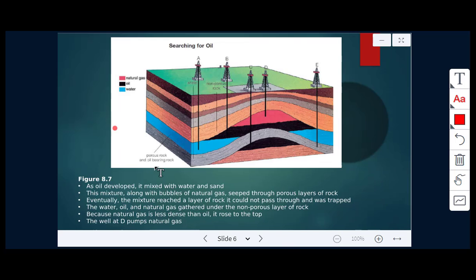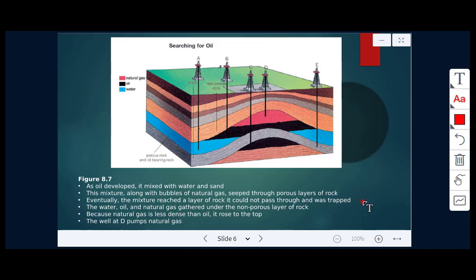All right, so searching for oil here. Notice on the legend on the left-hand side, the reddish is natural gas, black is oil, and the blue represents the water. Basically here, as oil developed, it mixed with water and sand. That mixture, along with bubbles of natural gas, seeped through porous layers of rock, and eventually it reached a layer of rock that it couldn't pass through and got trapped. The water, oil, and natural gas then gathered under that non-porous layer of rock.